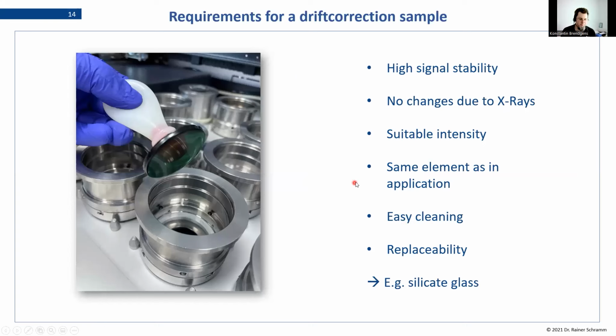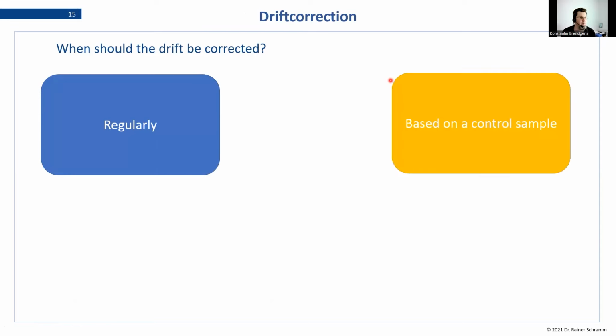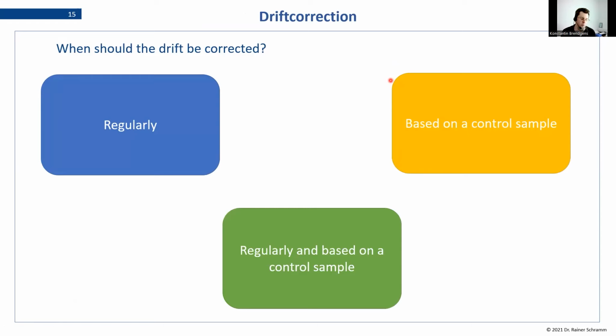The requirements, sorry, was blocking the word, the requirements are here. And if you're more interested in this, check out the other webinar. As I said, it's on video. Basically, the question here is, what model do they follow? Do we do the regular model? Do we do the one based on control samples? Or do we do both?